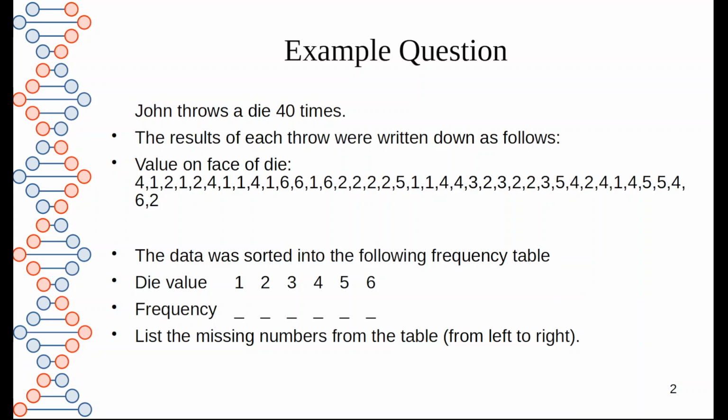Okay, here's the example question. John throws a dice 40 times and the results of the throw were written down. So there's a whole collection of the face value on the die. If he rolls a die and gets a 4, then he rolled it and got a 1, he rolled it, he got a 2, and so on for 40 different times. And the data was sorted into the following frequency table. Now, a frequency table means that we just check how often we got each number. So we want to check how many times we got a 1, a 2, a 3, a 4, a 5, or 6.